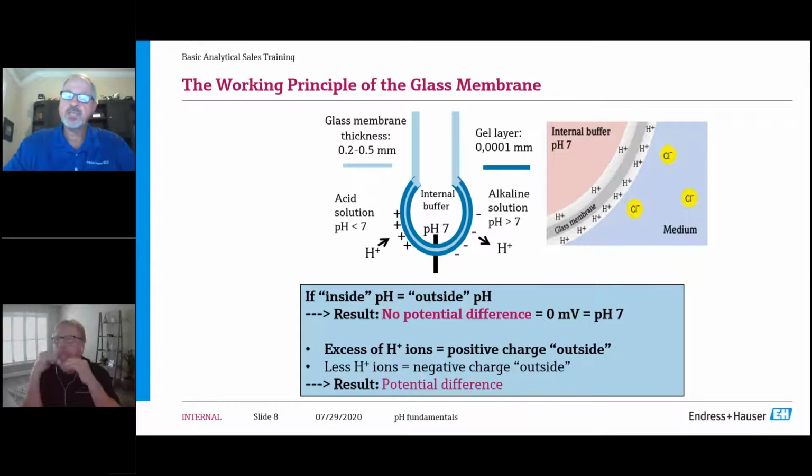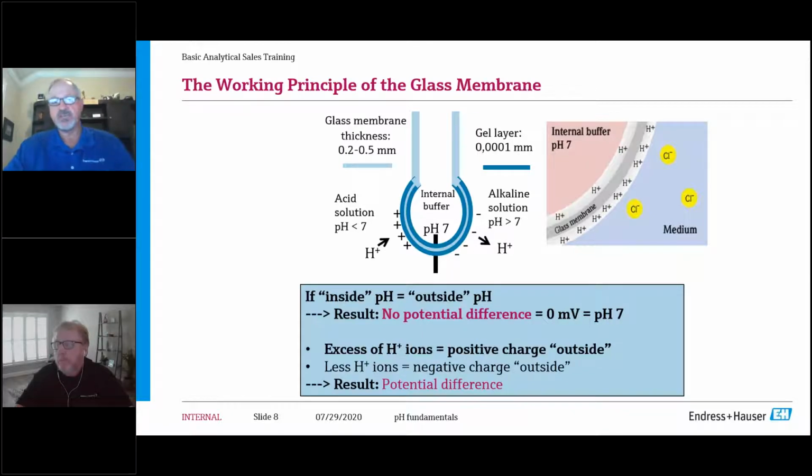But if, for instance, it's an acid environment and it's less than 7 pH, what's going to happen is all of the hydrogen ions are going to migrate into that gel layer, which is going to generate a positive voltage trying to reach equilibrium. And so that positive voltage is indicative of the actual pH.